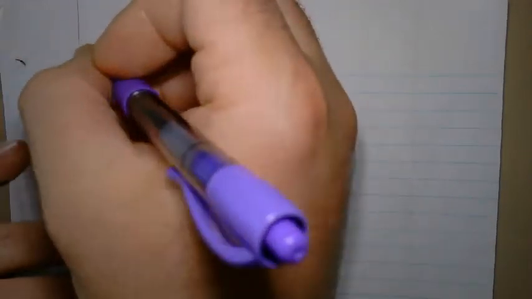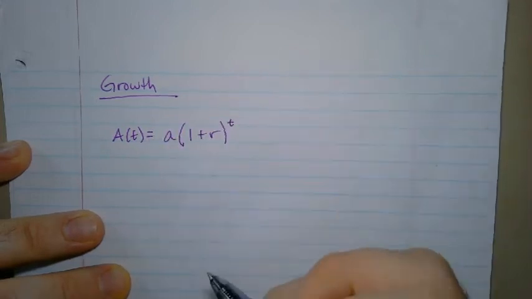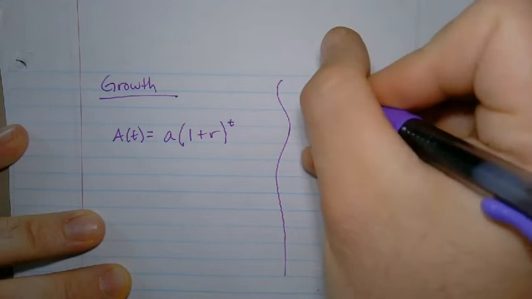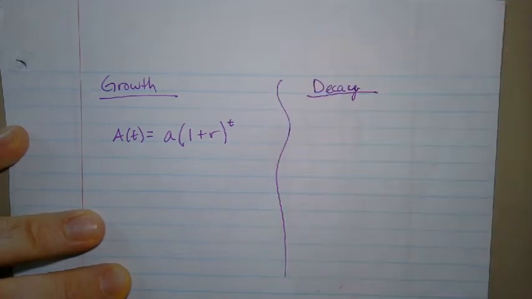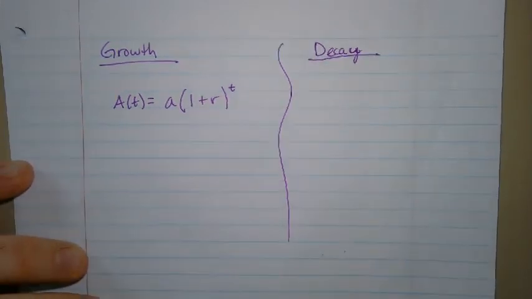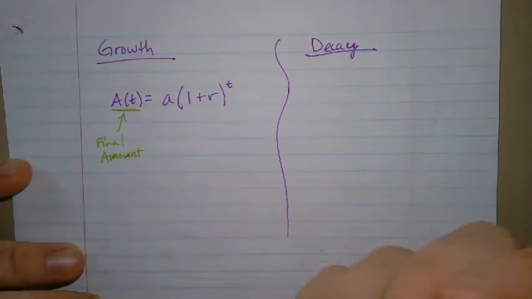And so when it comes to growth, here's the general formula we use. A of t equals a times 1 plus r to the t. Okay, and I'll show you decay in a second here. Then let's talk about those pieces. What is the A of t? Well, that stands for basically your final amount. After we've done this, we'll get some final amount of the thing we're talking about. And again, that's contextual. It depends on the problem.